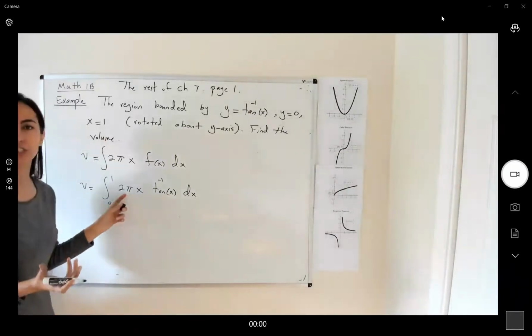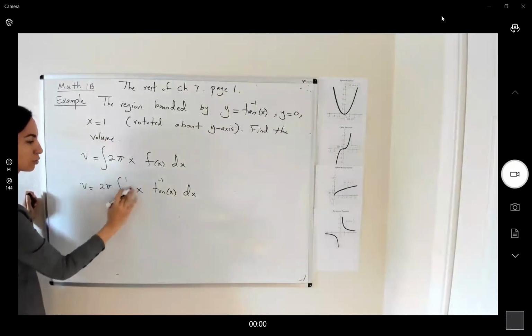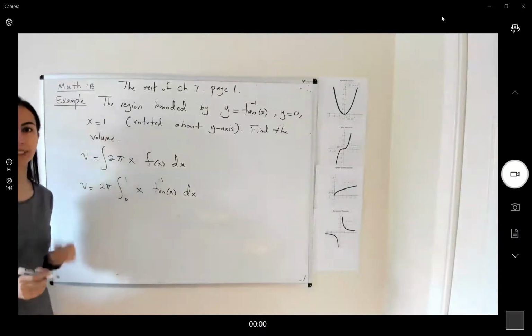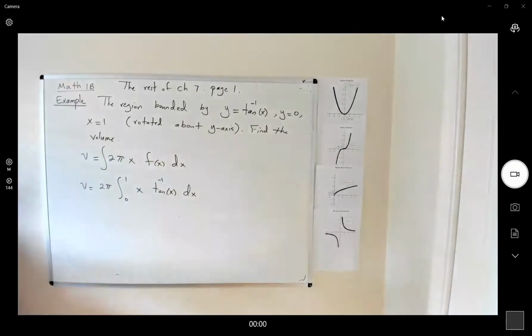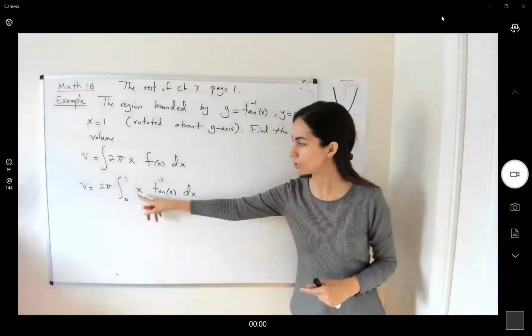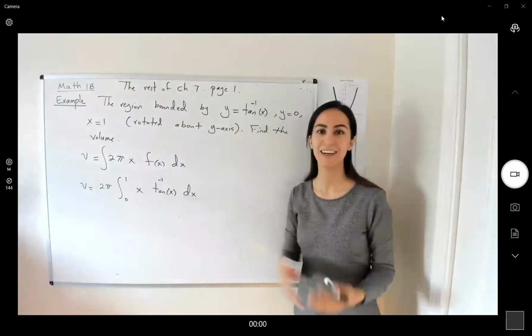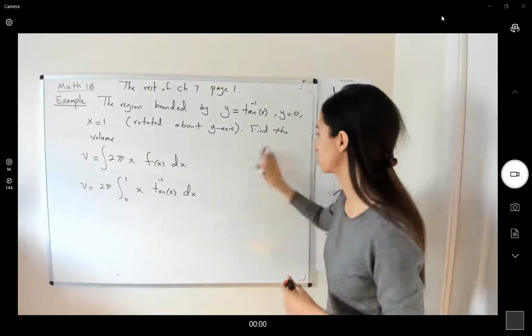2 pi is just a constant. You can copy down the constant in front of your integral. 2 pi integral 0 to 1 of x times inverse tangent of x dx. So when it comes to a multiplication of x and a trig function, the best method is using integration by parts.